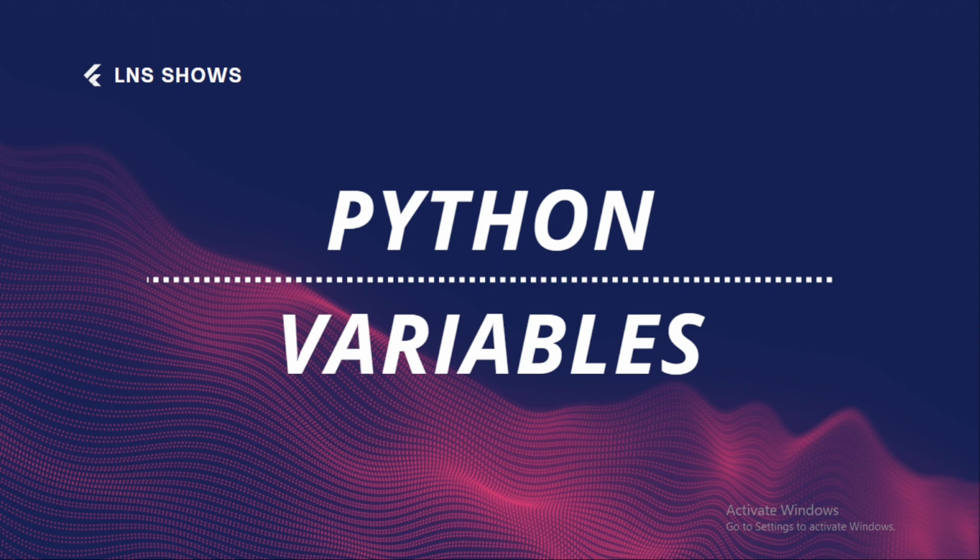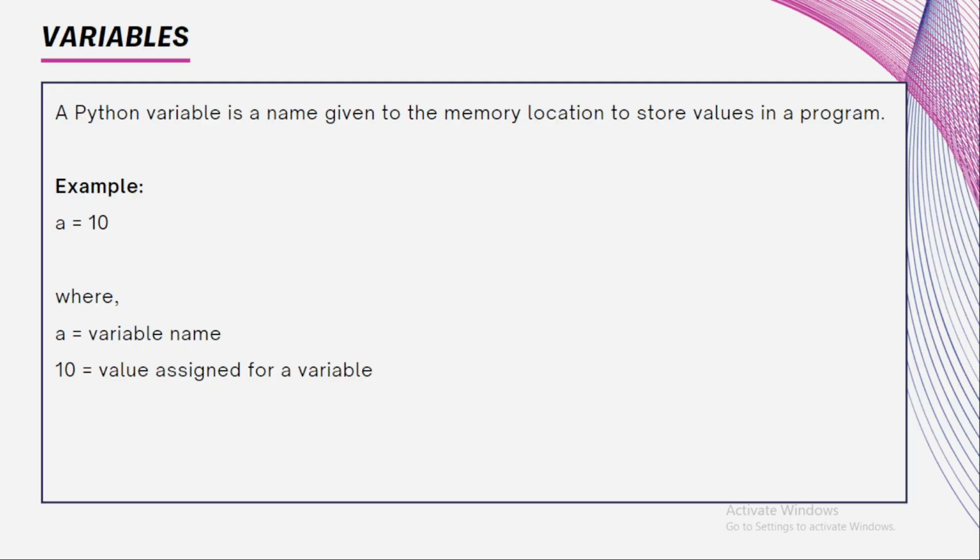In today's session, we will be discussing Python variables. A Python variable is a name given to a memory location to store values in a program. So, a variable is nothing but a name given to a memory location in order to store a value. For example, we are assigning a value 10 to variable A. Here A is a variable name and 10 is the value assigned to the variable.